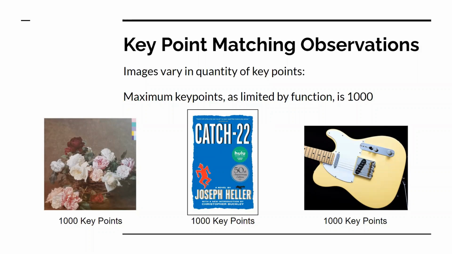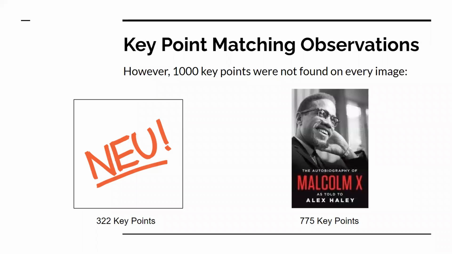And here you can see for these 3 images, it found 1,000 for each of them, but not all the images we had stored had them. So here's the other 2 objects we had coded in. And again, like the first one there, you can see it's 322, and the second one is 775. And it's just because there's less information on these images.